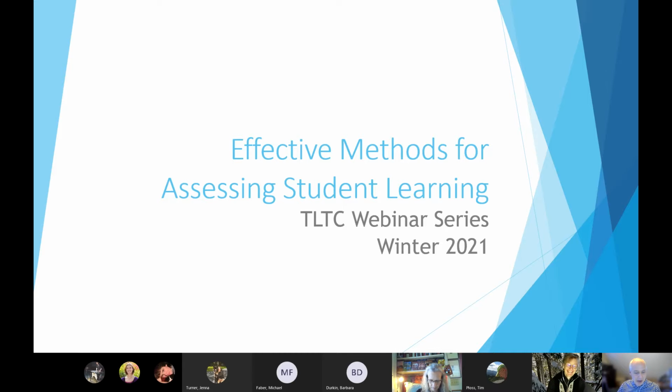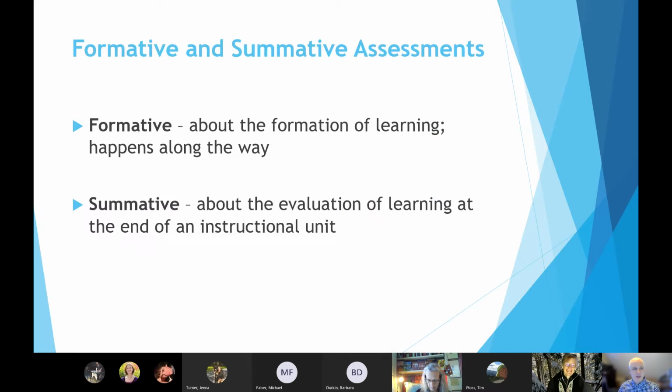All right, so I want to start out by talking about two words that get thrown around a lot. I just want to make sure that we're all on the same page when we're talking about these, because I feel like sometimes we gloss over these and don't really talk about them. So the words are formative assessment and summative assessment.